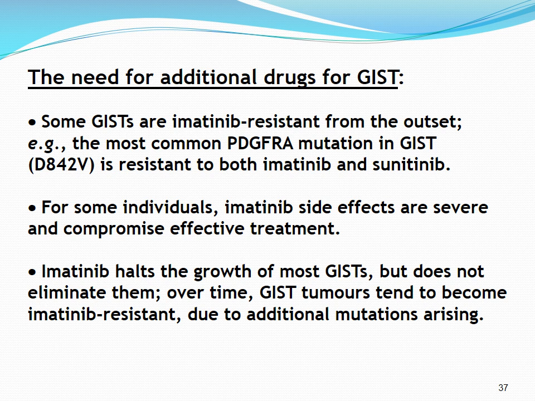We need more drugs for GIST, and more drugs are being developed. Why? Well, a number of reasons. First, some GISTs are imatinib resistant right from the outset. For example, the most common kind of GIST caused by a PDGFRA mutation, it's a particular mutation. Unfortunately, that particular mutation is resistant to imatinib and also to sunitinib because of the molecular nature of the mutation. Secondly, some individuals just do very badly on imatinib. They get severe side effects. They can't take enough drug to be effective. And thirdly, as we've mentioned before, GISTs tend to become imatinib resistant over time, and then we need new drugs.